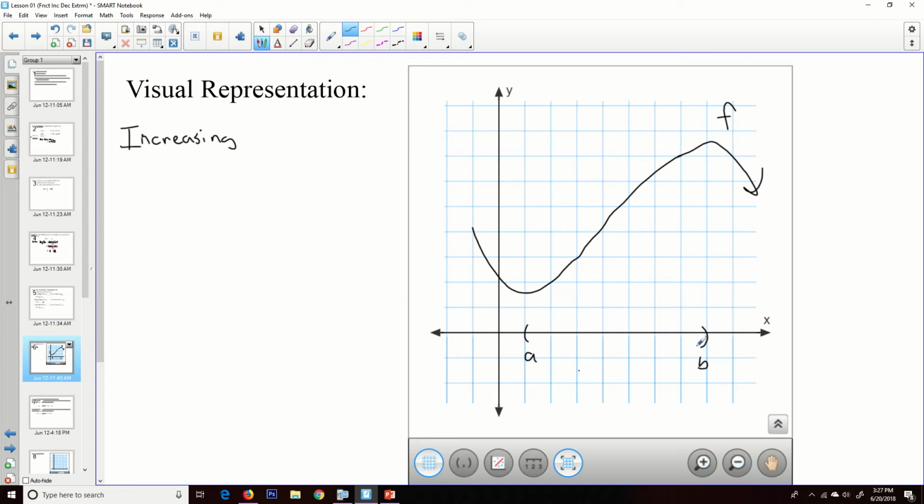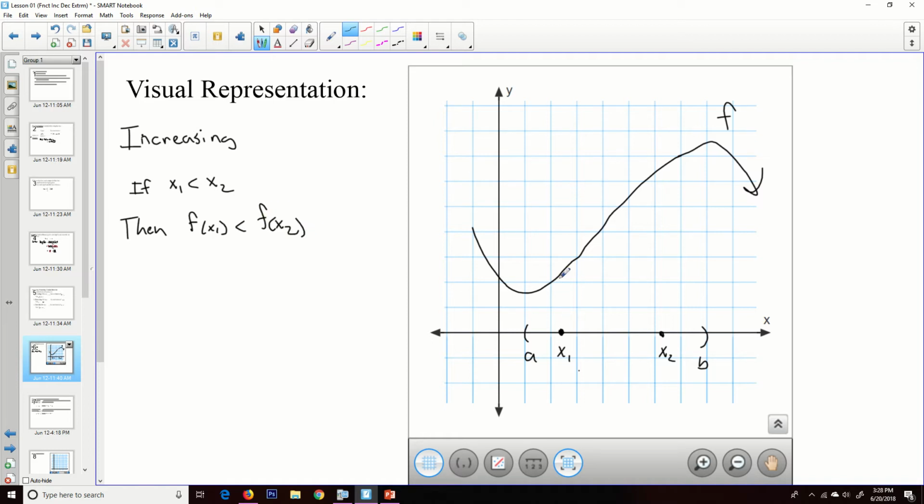if I pick any two x values. So I want to pick a point right here, x1, and here x2. Again, we pick these arbitrarily. We're saying that from a to b, this function is increasing, and I could pick any two points, x1 and x2. And so if x1 is less than x2, and clearly that is, if we talk about our number line going from left to right, then f of x1 will be less than f of x2.